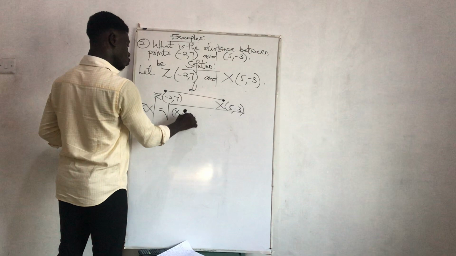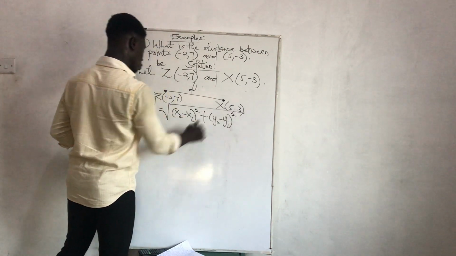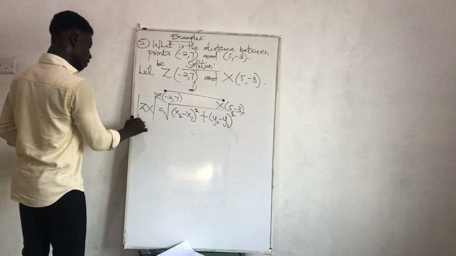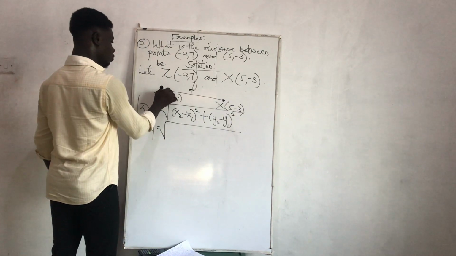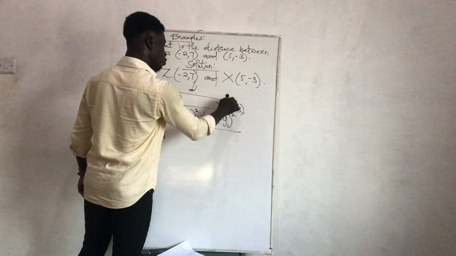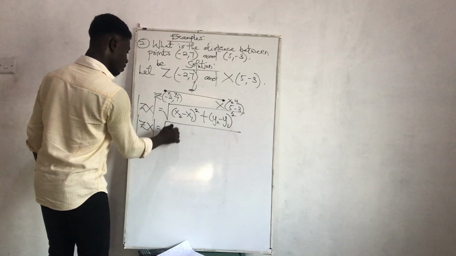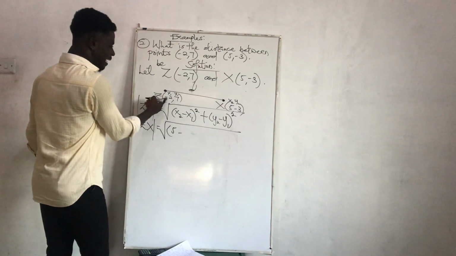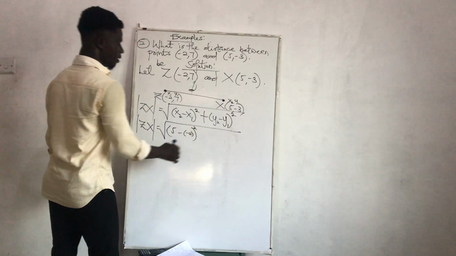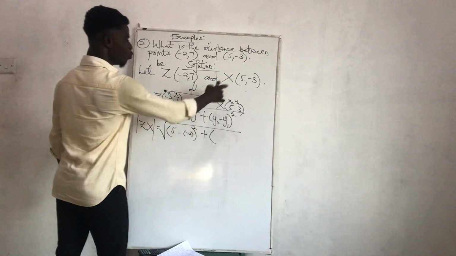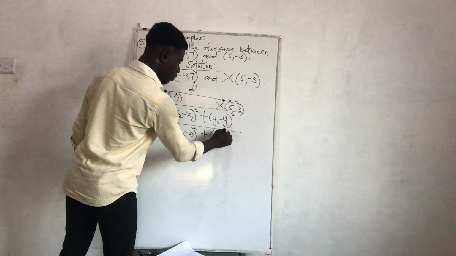Alright, so we quote our formula, which is the square root of x2 minus x1 all squared plus y2 minus y1 all squared. So the distance of ZX must be equal to, you denote here to be x1, y1, then here to be x2, y2. So x2 we have 5 minus x1, which is negative 2. So I have my negative 2, all squared. Then plus y2, which is negative 3, minus my y1, which is positive 7.